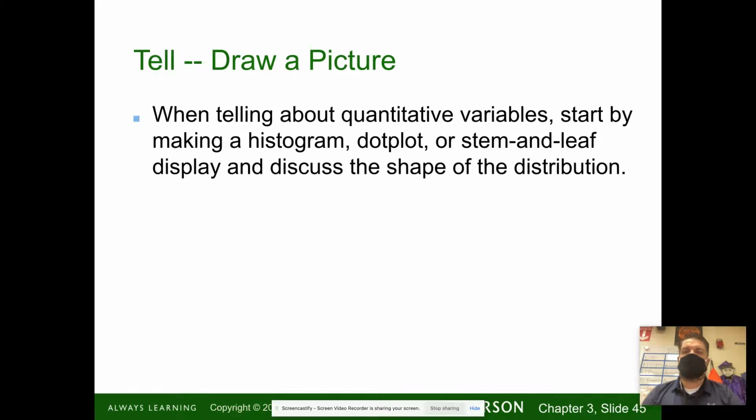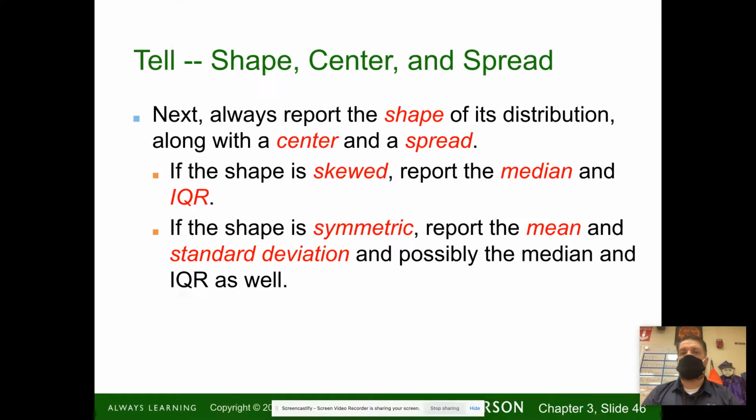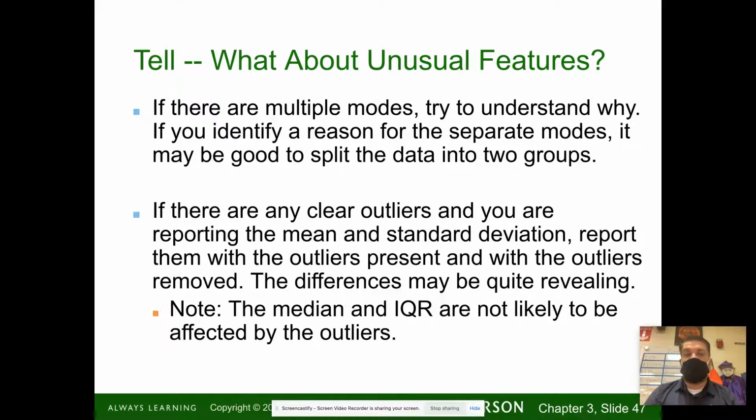So when telling about quantitative variables, you can start with a histogram, dot plot, or stem and leaf plot, and then look at the data, okay? Now this is what we can tell by looking at the data: the shape of the distribution along with the center and the spread. If the shape is skewed, report the median and the IQR. If the shape is symmetric, report the mean and the standard deviation. So these are different applications that you would use in most cases. If there are multiple modes, there's got to be a reason why. And then you could even separate the modes and do this work within the different modes.